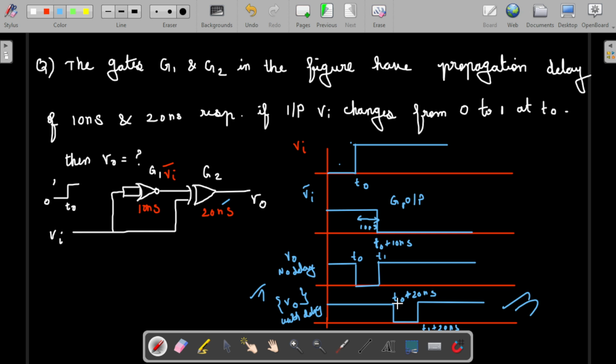I hope you are able to understand this concept. This is a small thing only. Whenever the input changes at time T naught, because of the first gate's propagation delay, this gets reflected with a 10 nanosecond delay. So this output is continuously available here with the 10 nanosecond delay only. But the actual output has a 20 nanosecond output delay, right? So we have shifted this by 20 nanoseconds: T0 plus 20, T1 plus 20. That is the actual output. So nothing to be confused about.